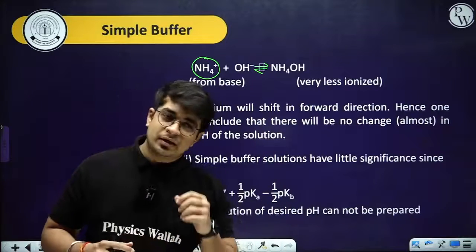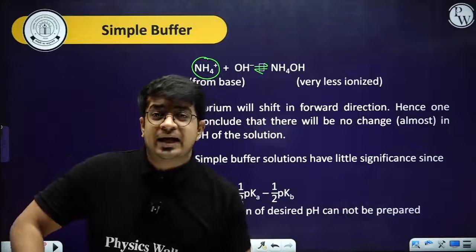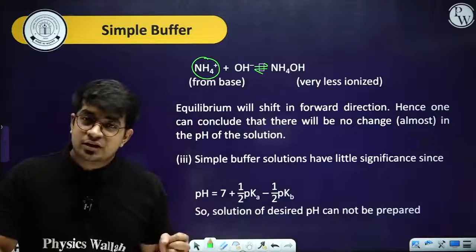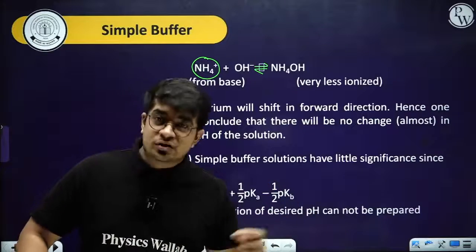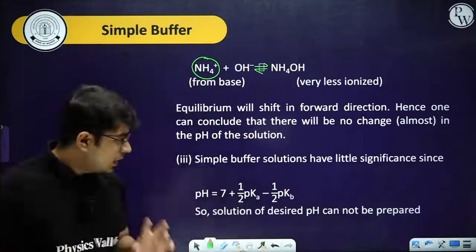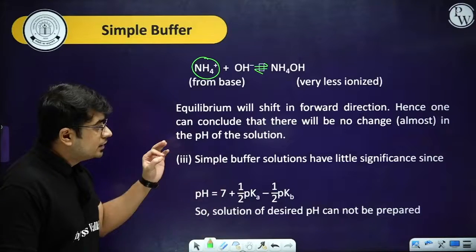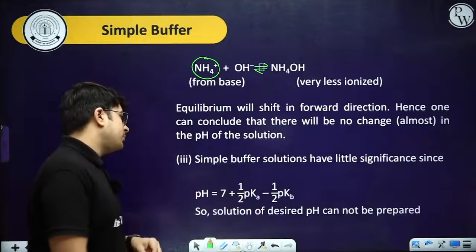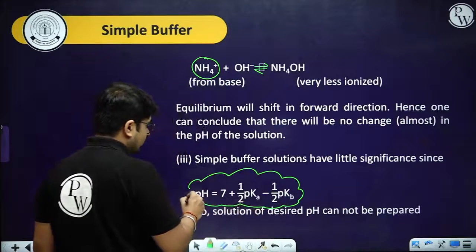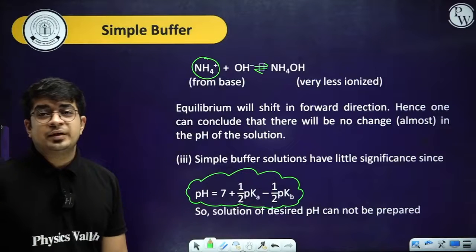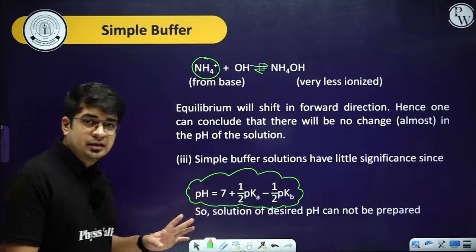Okay, so in case of a buffer the most important thing is the presence of that ion which is going to compensate H positive as well as OH negative, which is added from the outside solution. Okay, I hope this part is clear. Now simple buffer solutions have little significance because their pH can be calculated just like the salt hydrolysis. If you remember that entire formula, pH is equal to half of pKw plus pKa minus pKb. So that part is basically there.